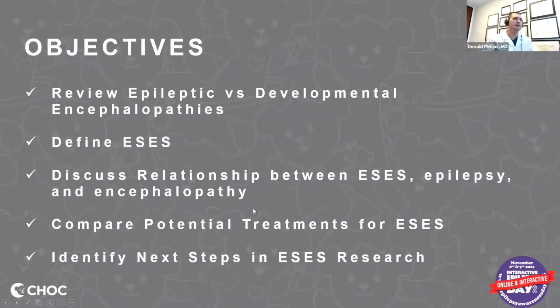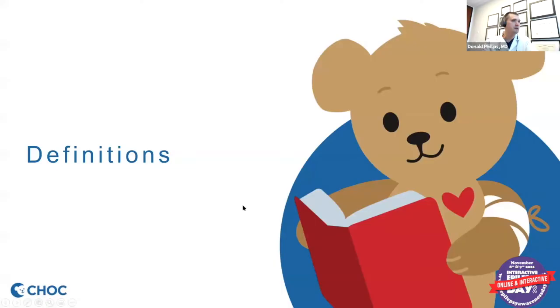Okay, so we have some objectives. We are going to review briefly the difference between epileptic and developmental encephalopathy. Most of the names I'm seeing on this talk were here for the last talk as well, so we're going to try to not repeat ourselves too much. We're going to define ESES. We're going to discuss the relationship among ESES, epilepsy, and encephalopathy. We're going to compare potential treatments for ESES and identify next steps in ESES research and some opportunities.